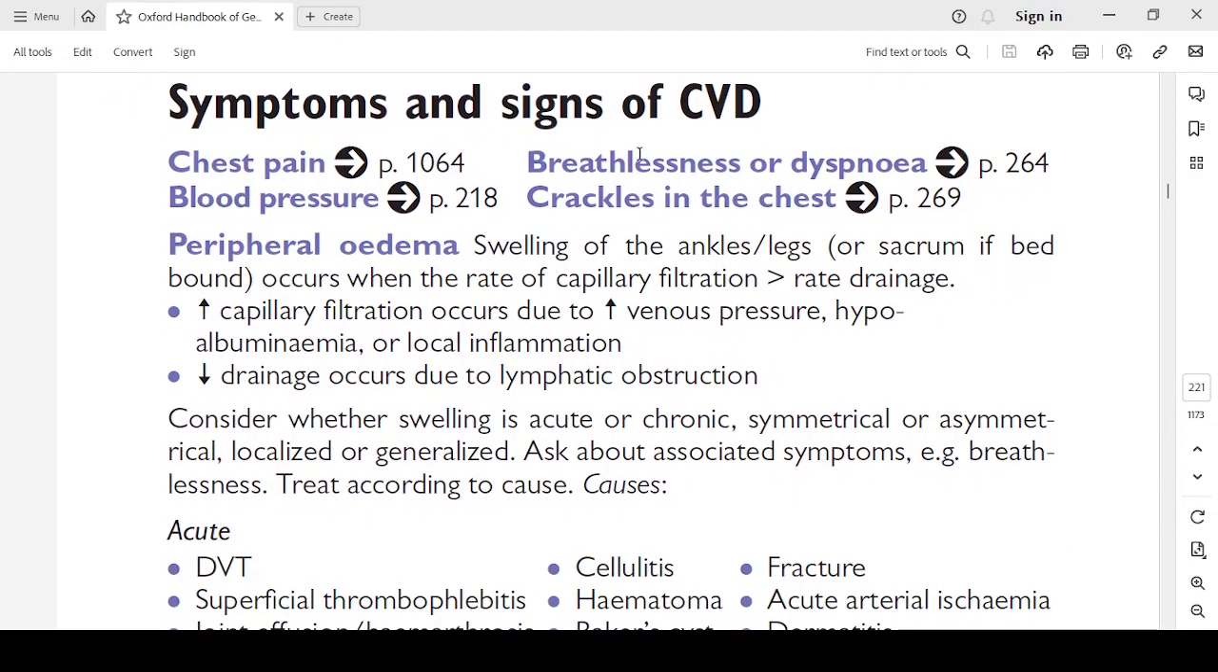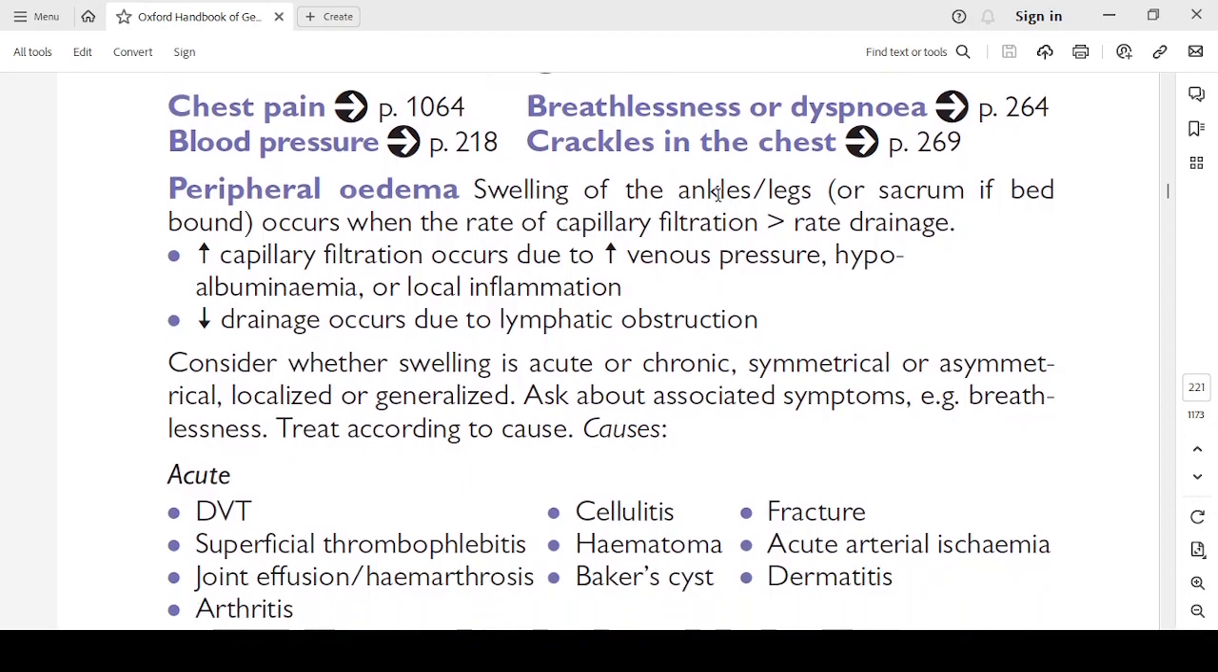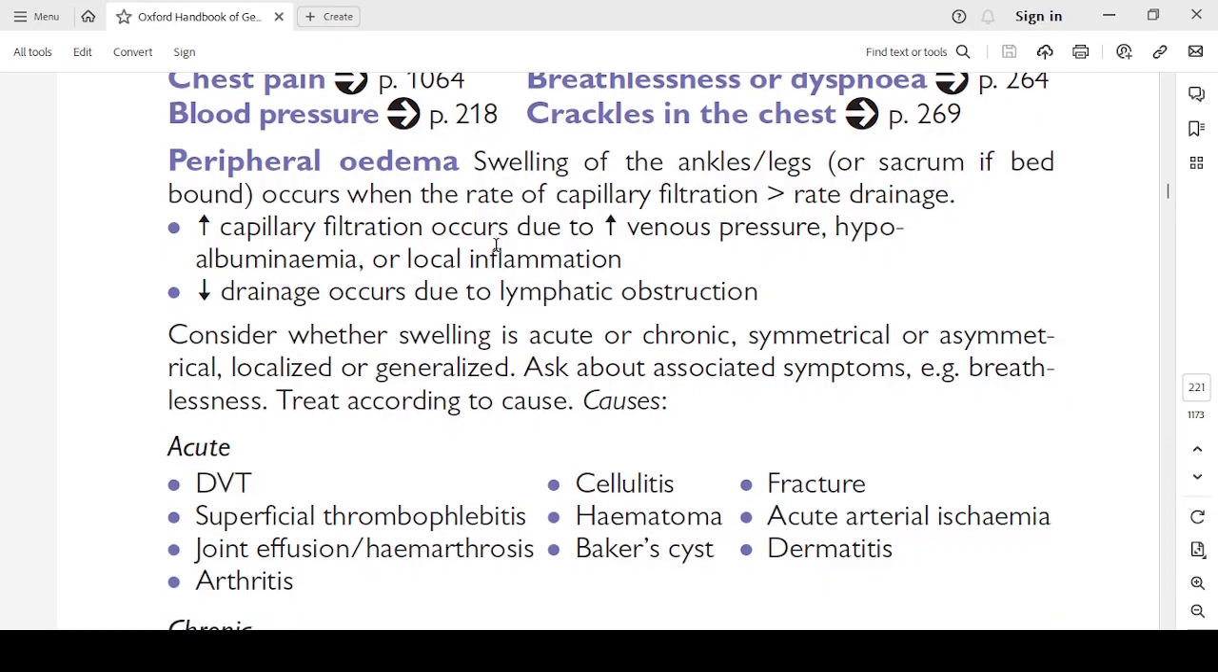Chest pain, breathlessness and dyspnea, blood pressure, crackles in the chest, peripheral edema: swelling in the ankles or legs, or the sacrum if bedbound. It occurs when the rate of capillary filtration is more than the rate of drainage. Increased capillary filtration occurs due to increased venous pressure, hypoalbuminemia, or local inflammation. Decreased drainage occurs due to lymphatic obstruction.